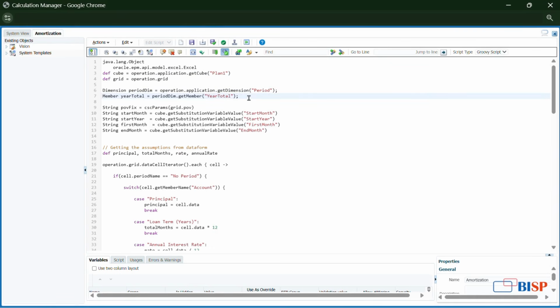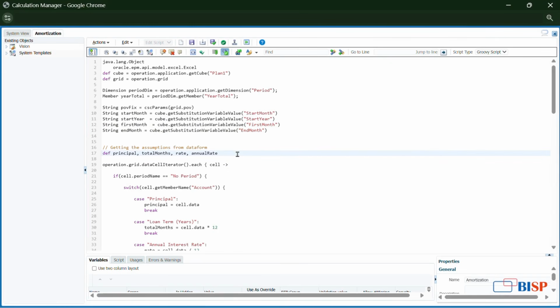This will allow us to navigate through months and years dynamically instead of hard coding period names. Instead of embedding fiscal calendar information directly inside the code, we are using substitution variables. This makes the solution flexible and reusable. The rule automatically adapts whenever the planning calendar changes. So the start month for the loan is January, the start year is FY15, the first month of the fiscal year is January, and the end month is December.